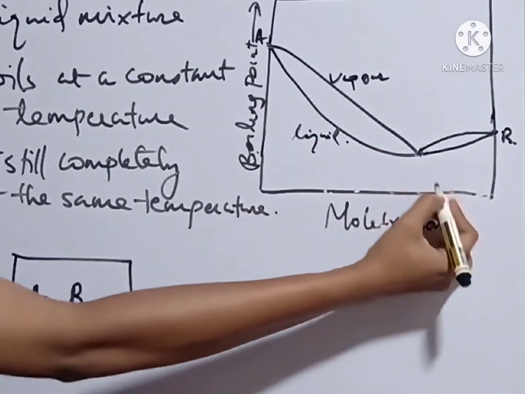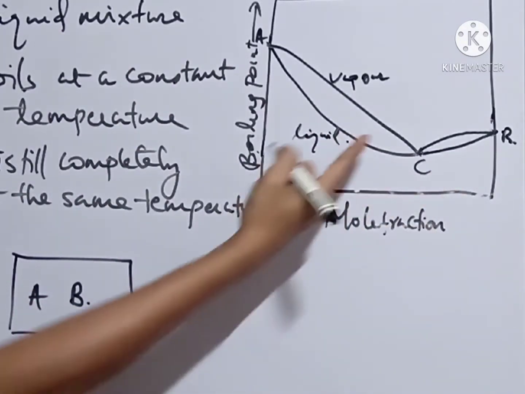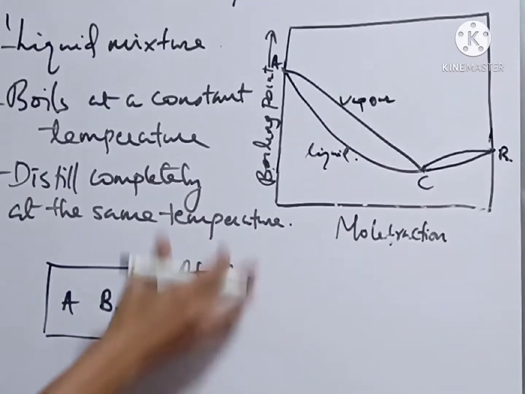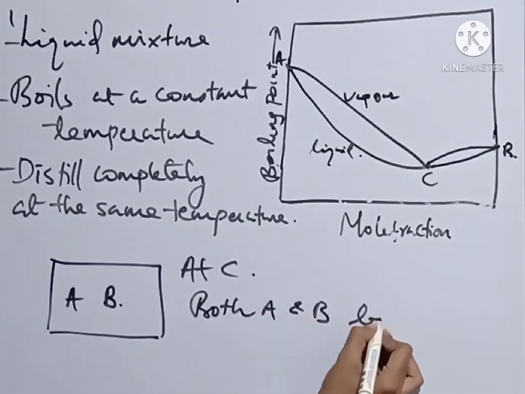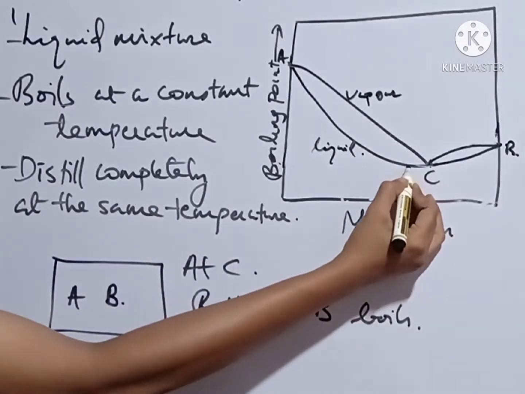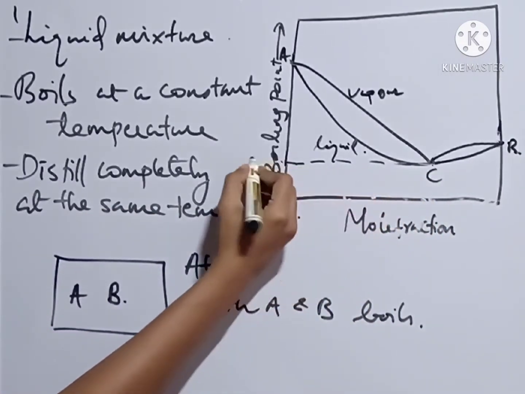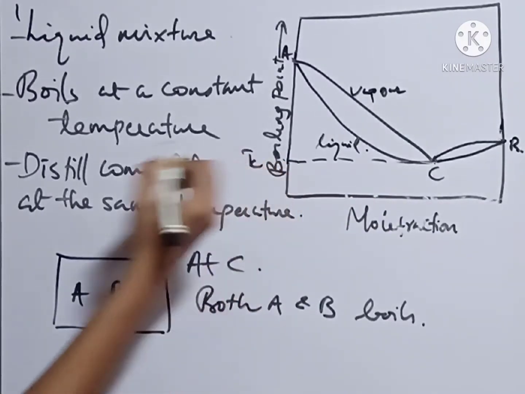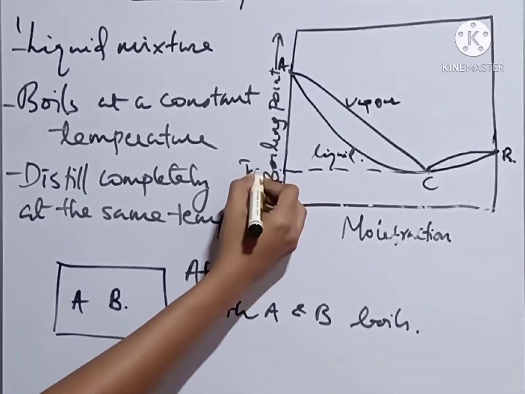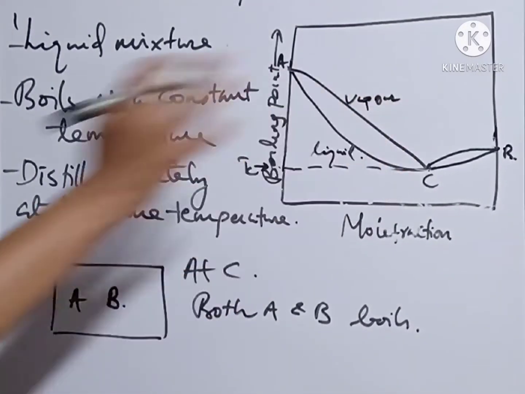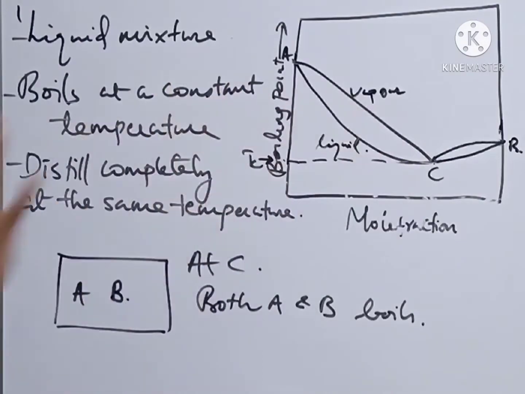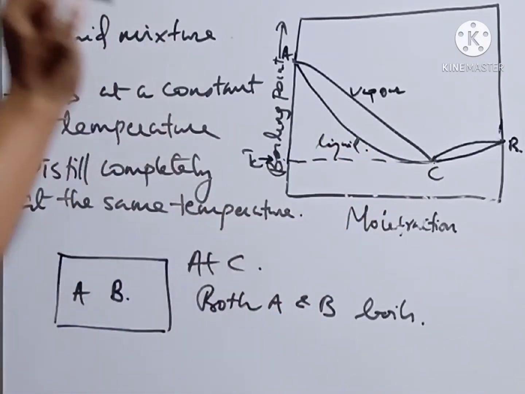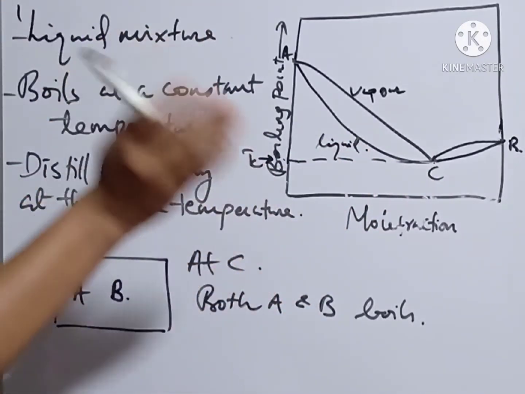We consider this as point C. At C, if we boil the mixture, then both A and B boil. At C, both A and B boil, and I'm going to take this temperature as Tc. That is, at Tc, A and B boil, so the distillate contains both A and B. So we can say C is an azeotropic mixture. And if you observe this curve, C is the minimum point in this boiling point composition curve.